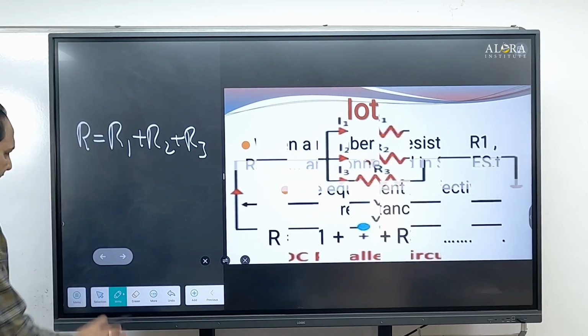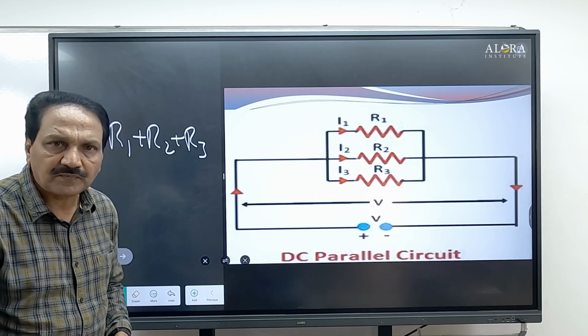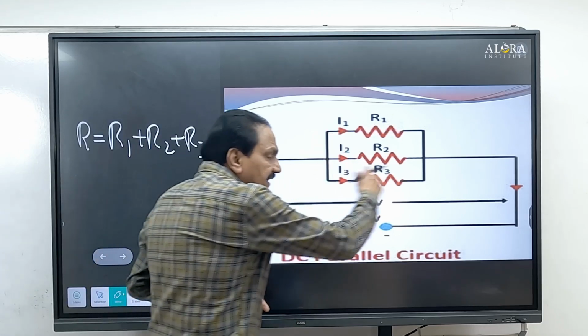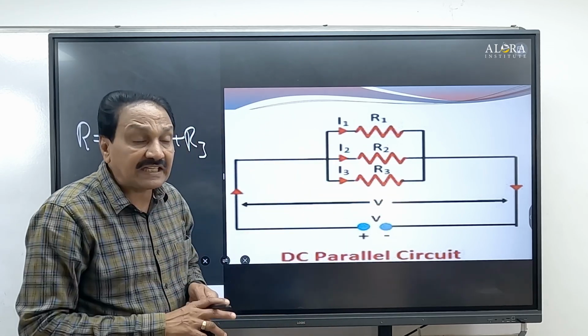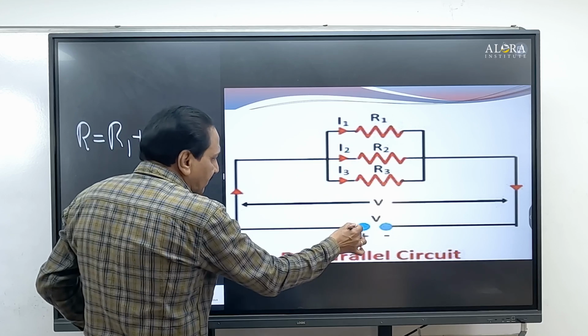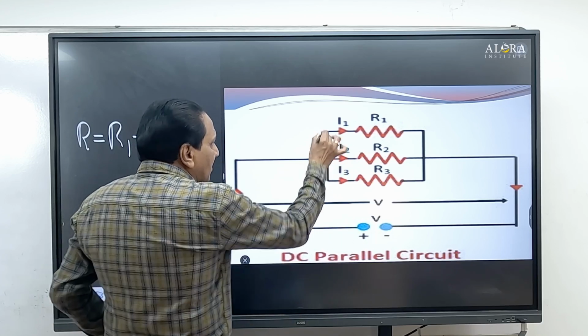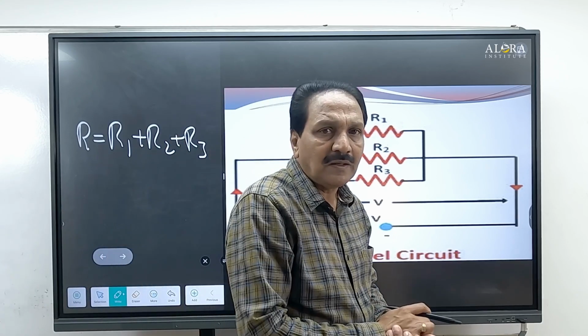Let's go for the next type of connection, called parallel connection. Look at this circuit. Previously, there were three resistors connected in series. Here, we have three resistances connected in parallel between the same terminals. This is the positive terminal, this is the negative terminal. Across the same terminals, three resistors are connected. This is called parallel connection.